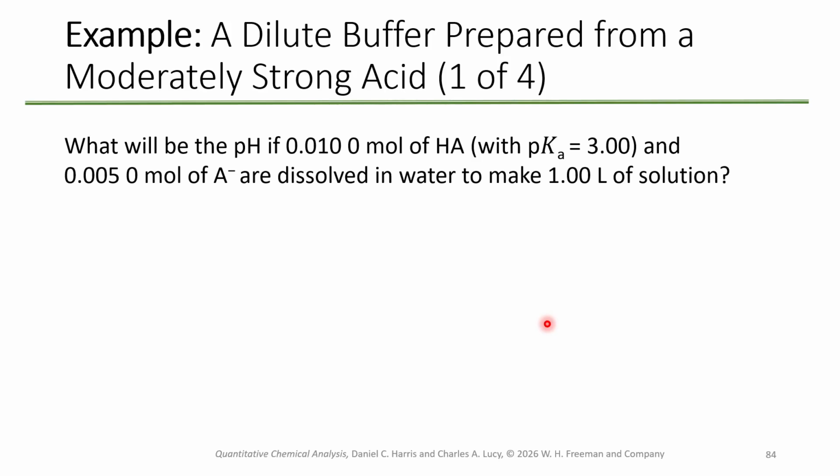So try this equation right here. What will be the pH of 0.01 mole of HA? It has a pK of 3, and 0.005 moles of A minus that are dissolved in water to make a 1 liter solution. So notice that this would be like your classical ice table problem, right? But I've given you another way of calculating this that's faster. Okay?